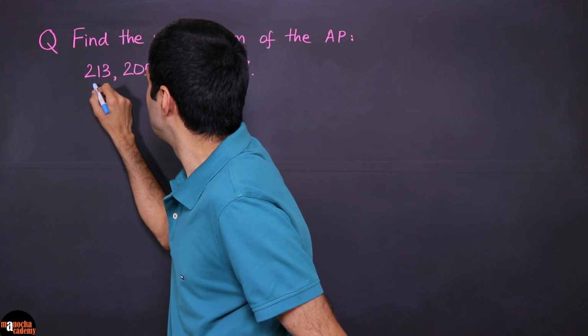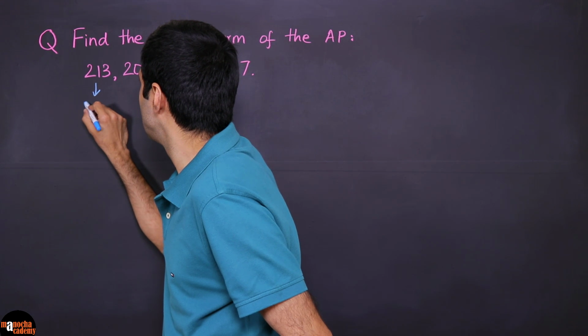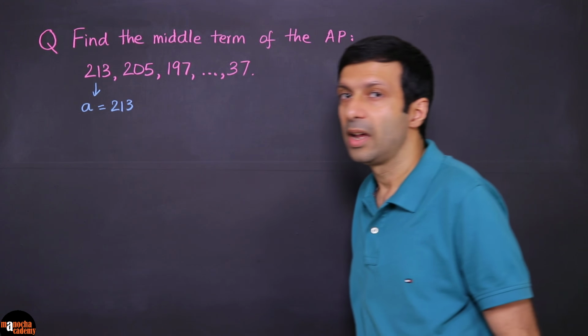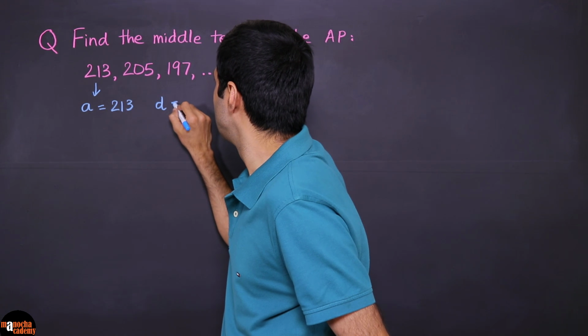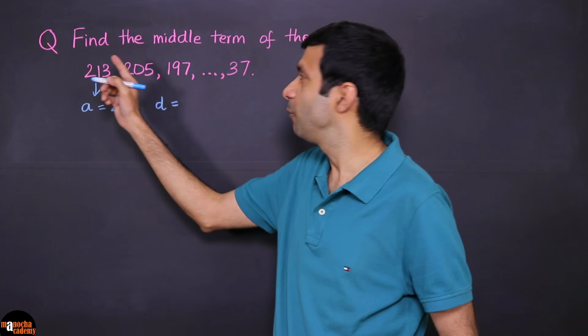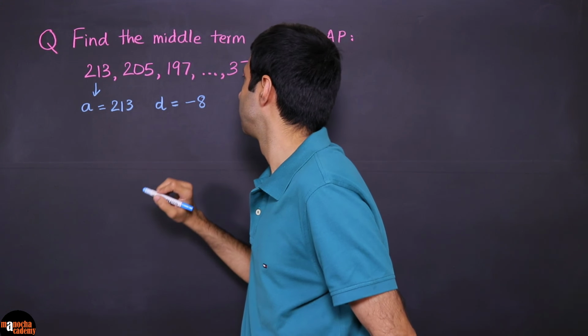We know that the first term is 213. So this is a, right? So a is 213. Okay. And what is the common difference here? So it's going to be 205 minus 213, right? So that's going to be minus 8.